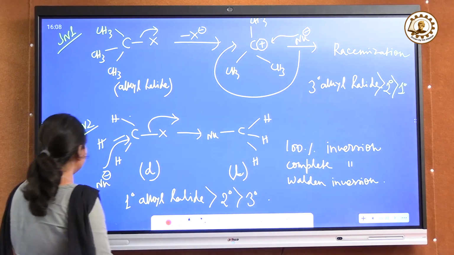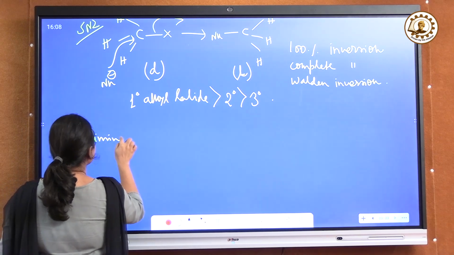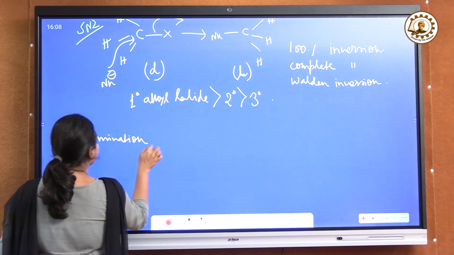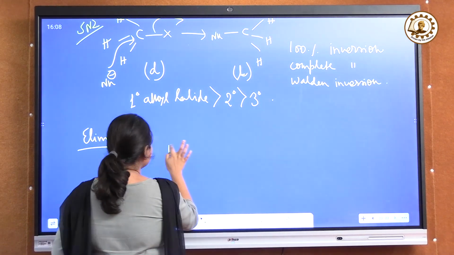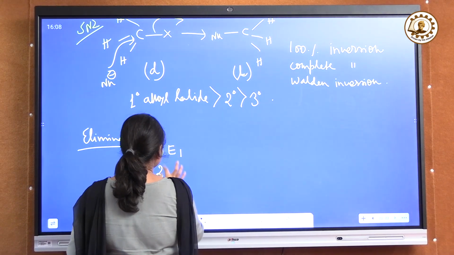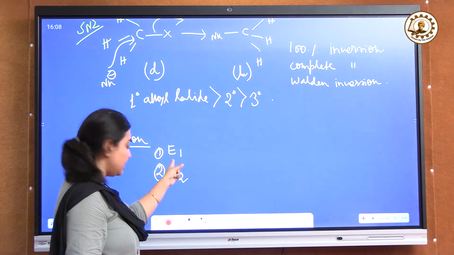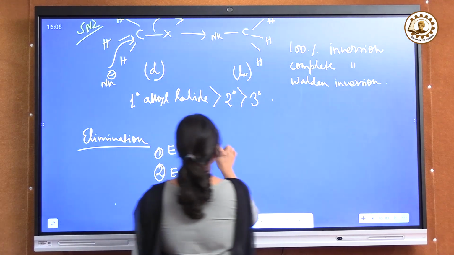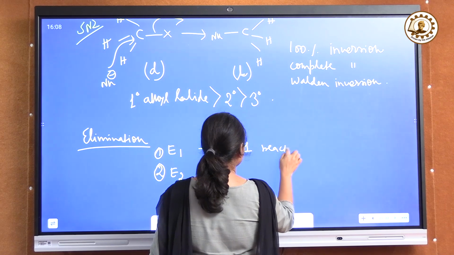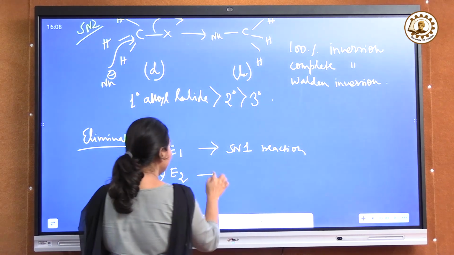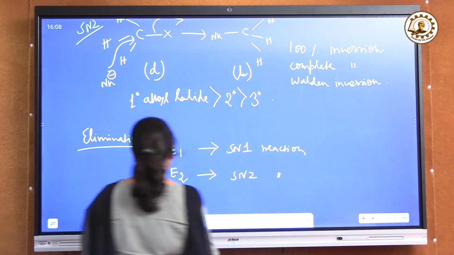And the last one is elimination reaction. In case of elimination reaction, there are basically two types. One is E1, another one is E2. This E1 reaction is very similar to the SN1 reaction, and this E2 is very similar to the SN2 reaction mechanism.